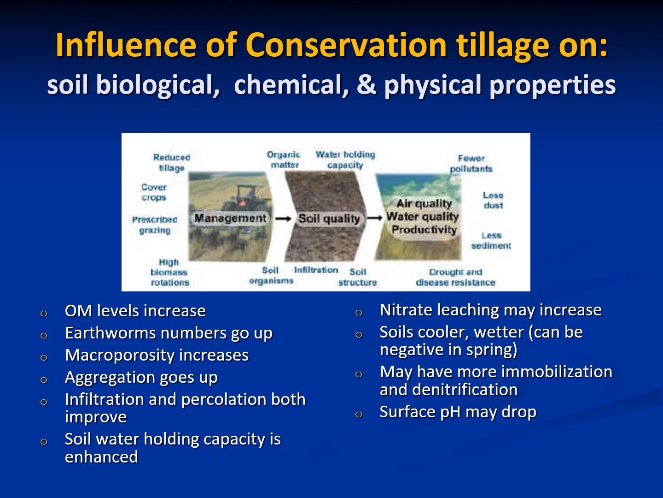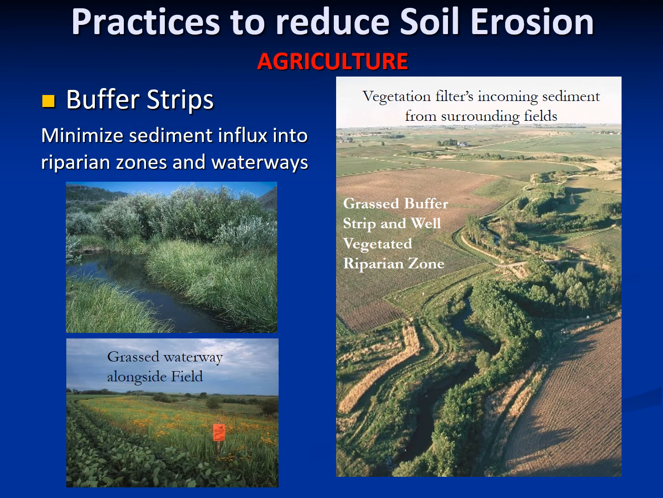They may have more immobilization and denitrification, which are also not good things, and surface pH may drop. But other than these last four negatives, it's looking like conservation tillage has been very beneficial for soil biological, chemical, and physical properties. More practices to reduce soil erosion include buffer strips, where we minimize sediment influx into riparian zones and waterways by providing a grassed waterway along a field or riparian buffer.